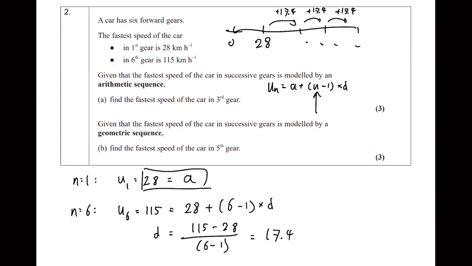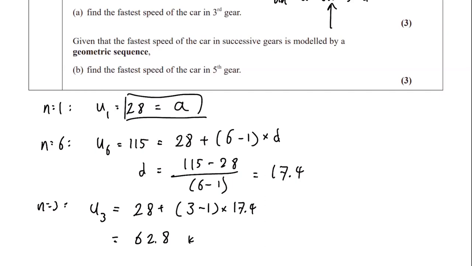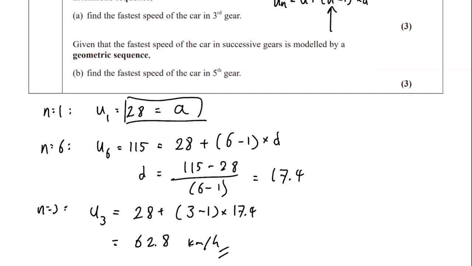Okay, so now the question asks us, what is the fastest speed of the third gear? So third gear means n equals 3. We just need to find out what's U3. Using the formula, it's a, which is 28, plus n minus 1 times d. In this case, d is 17.4. But what's n? n is 3. So use the formula and you get 28 plus bracket 3 minus 1 times 17.4, which will give you 62.8 km per hour. That's your answer for part A.